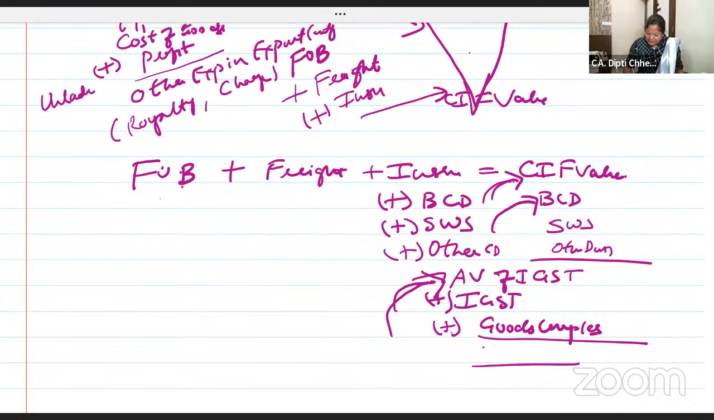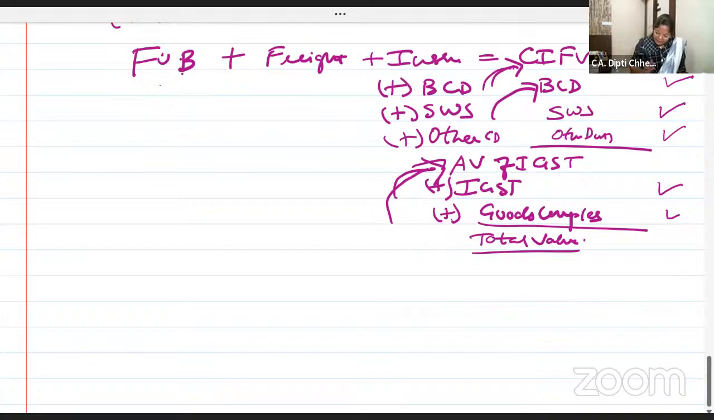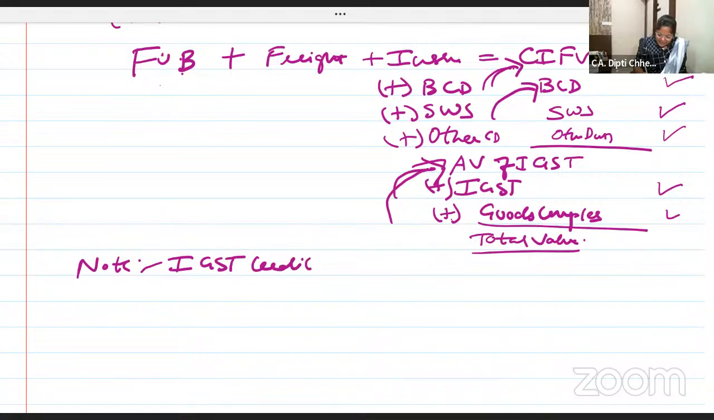Now what you get is the total value. If you calculate only the total value of the imported goods, you will not get marks. How much is the duty they have paid? Basic duty, this, other, IGST and this. Okay. Now a very important note is that IGST credit will be given.